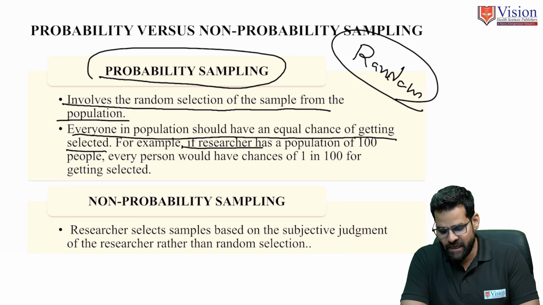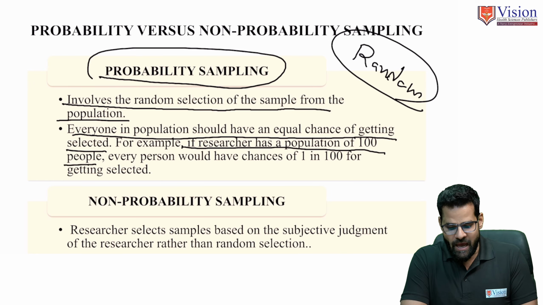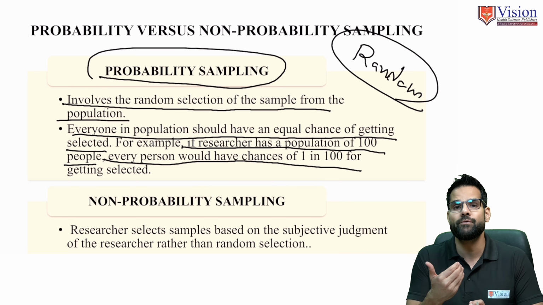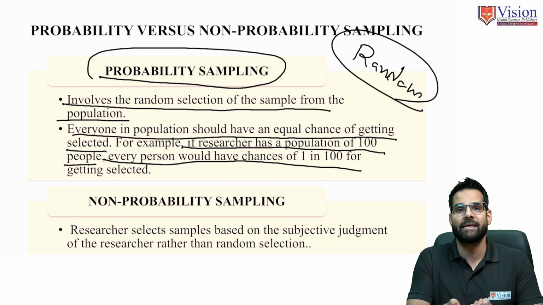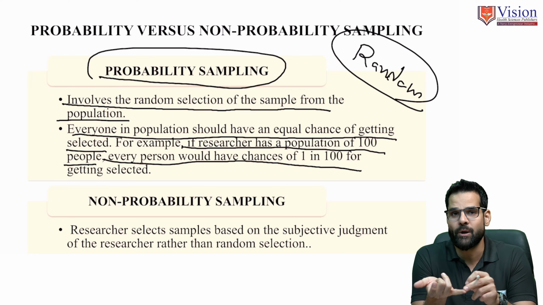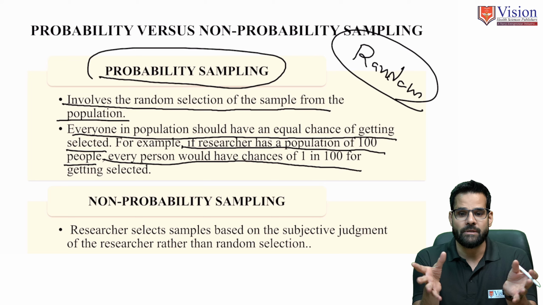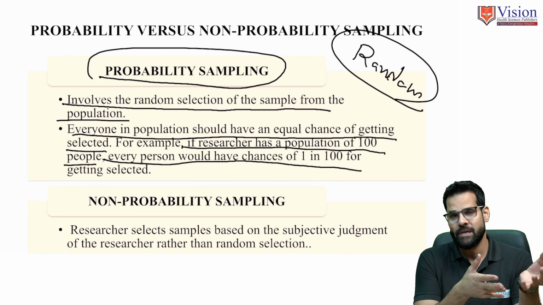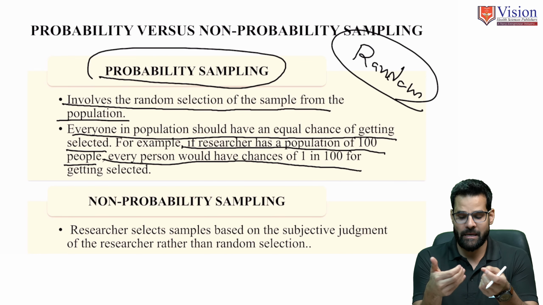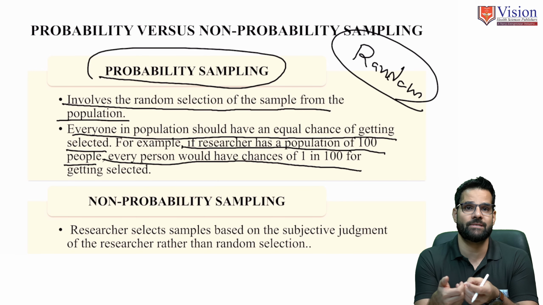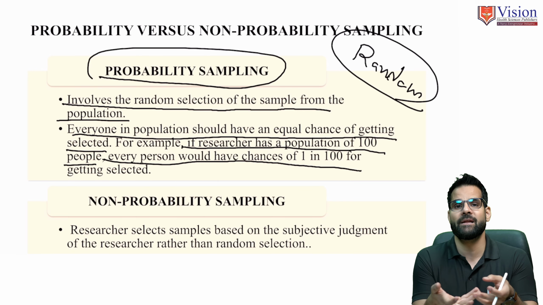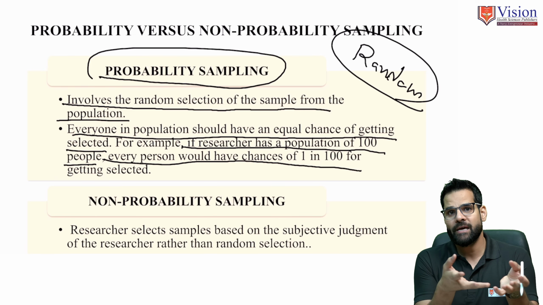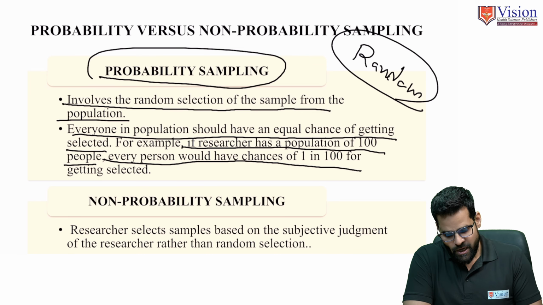For example, if a researcher has a population of 100 people, every person would have a chance of 1 in 100. So how do you ensure that everyone gets an equal chance? Maybe by adopting a lottery method: you write the names of all these 100 people on chits, and from there you select. There will be 100 names in the list, and then we select some of the subjects randomly. So we say everyone has an equal chance.